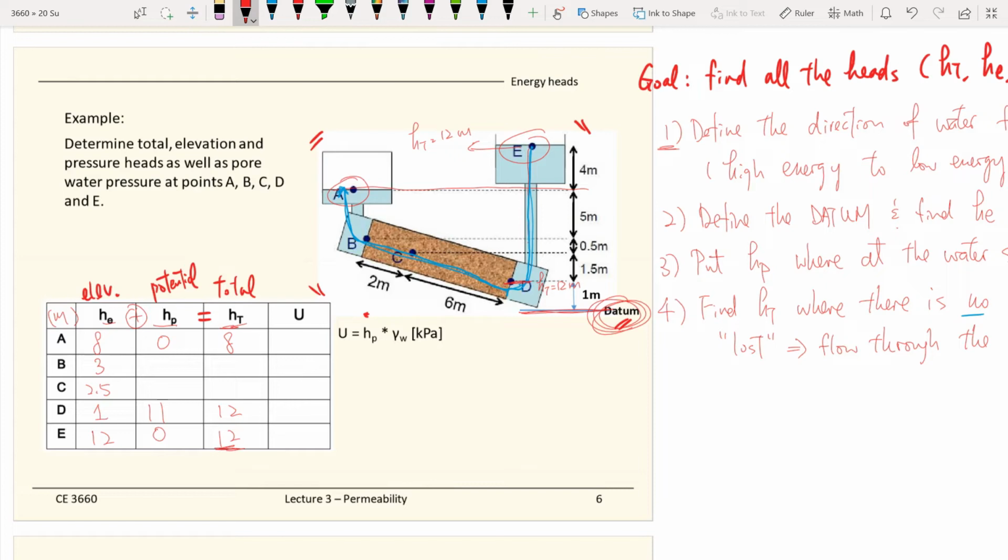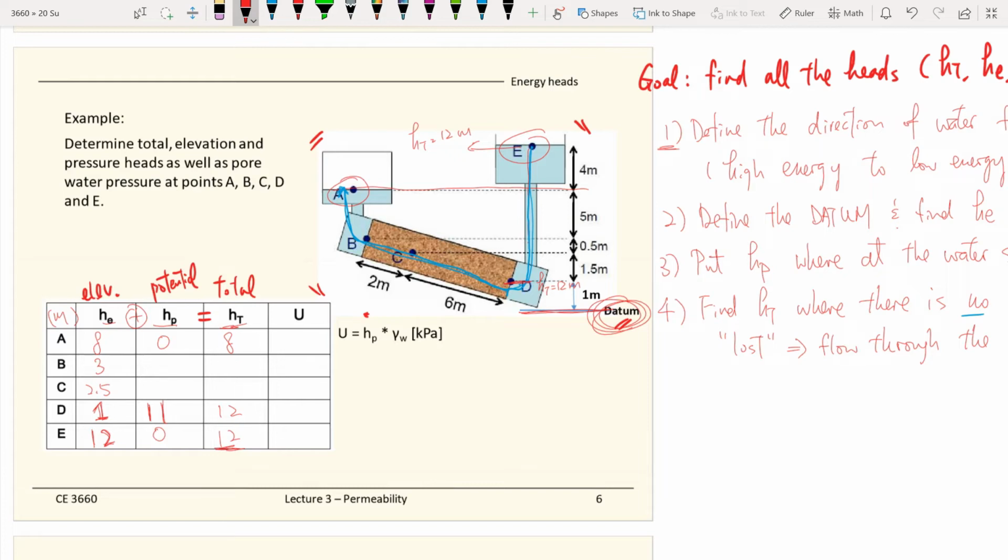This is like the conservation of energy. From point E to point D, overall there's no loss, but there's an exchange between the potential energy and the elevation energy. From point E to point D, we are losing elevation but gaining potential. So our elevation changes from 12 to 1, but we are getting back 11 meters as potential. The difference goes there.